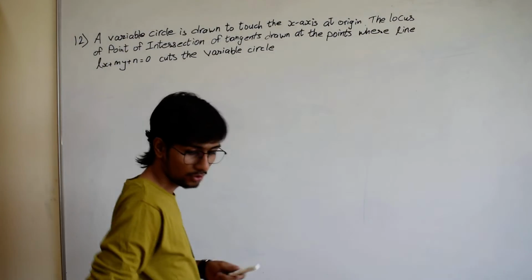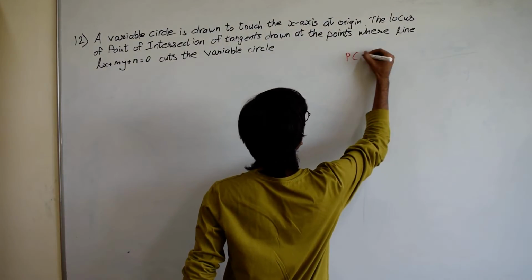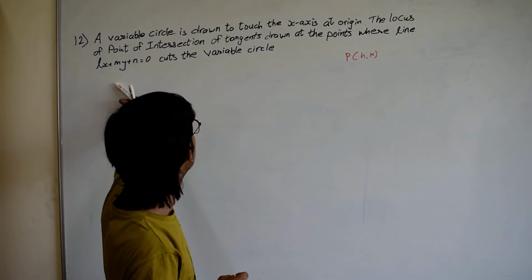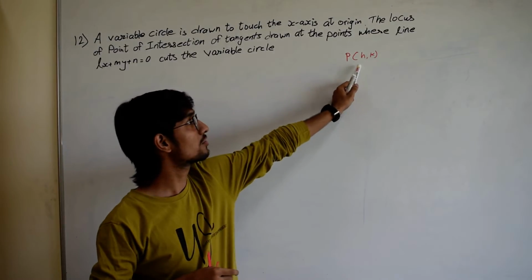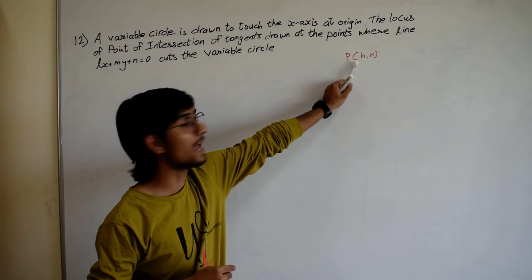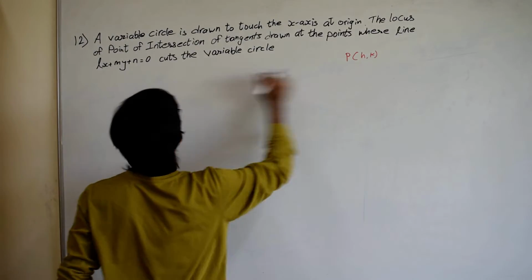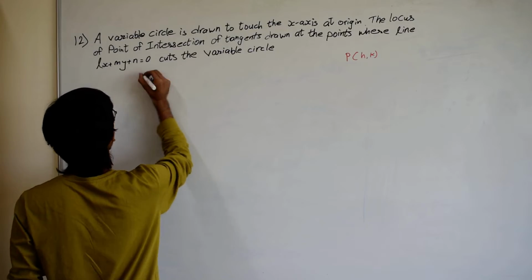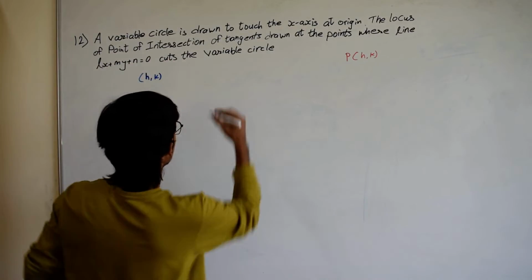For every question to find the locus, the first thing we do is assume a point P that would be h, k. Then we use the information given in the question to find the equation in h, k, and at the last step we change h, k to x, y. So the first thing we have done is to let the point of intersection of tangents be h, k. We know that it's a variable circle which touches the x-axis at the origin.